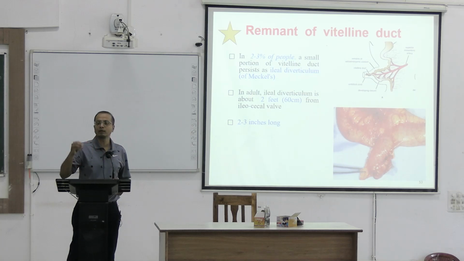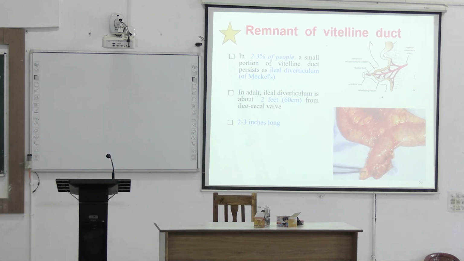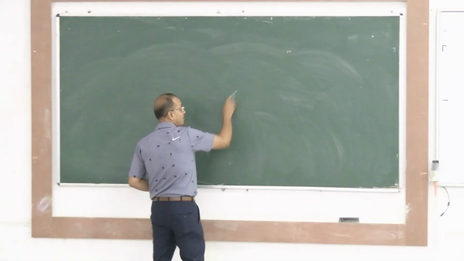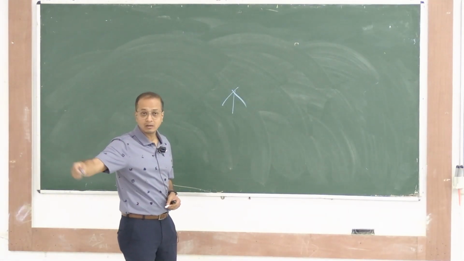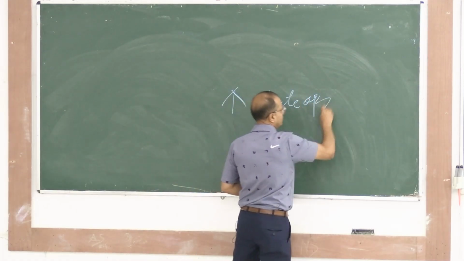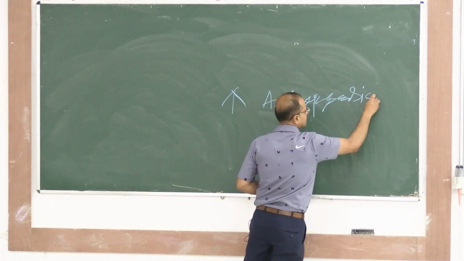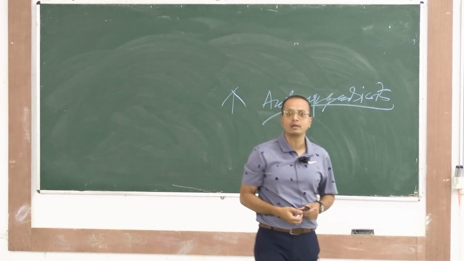Now this Meckel's diverticulitis is a problem. Why is it a problem? Because it mimics the clinical scenario of acute appendicitis. Now what does it mean? So this ileal diverticulum, if it is inflamed, can create a similar case presentation to acute appendicitis. Now what do you mean by this clinical presentation of acute appendicitis?